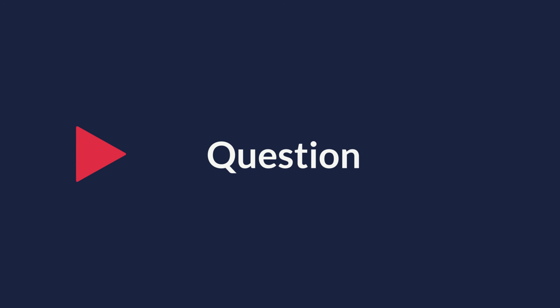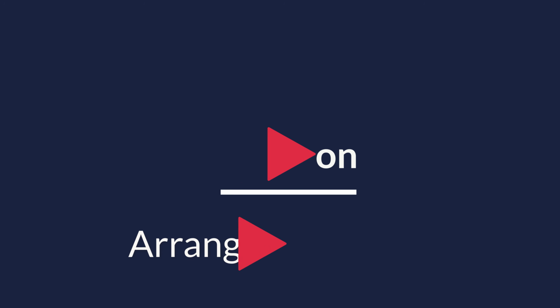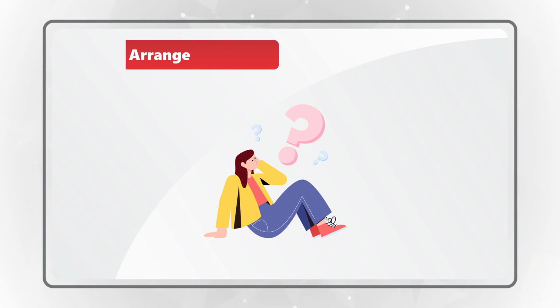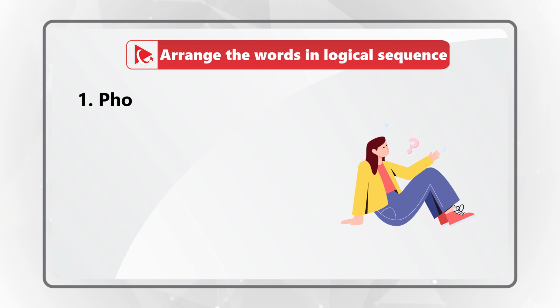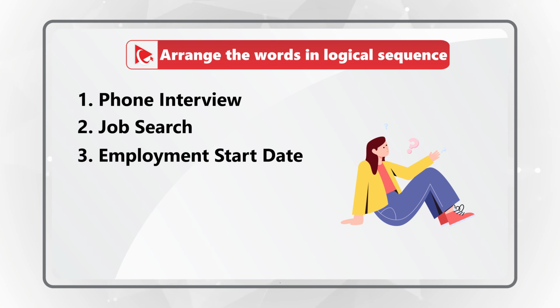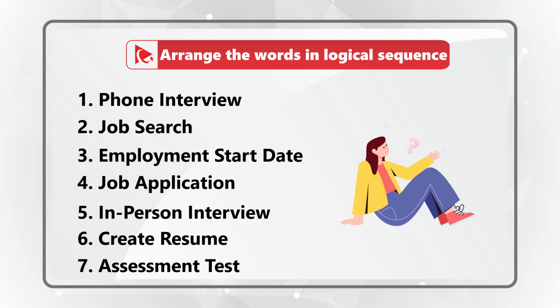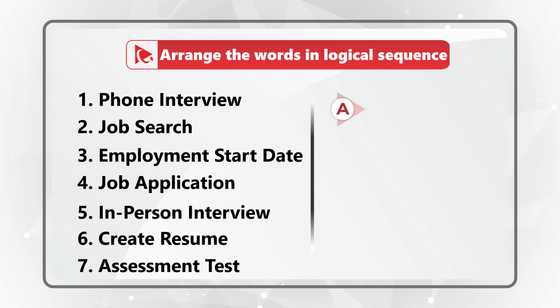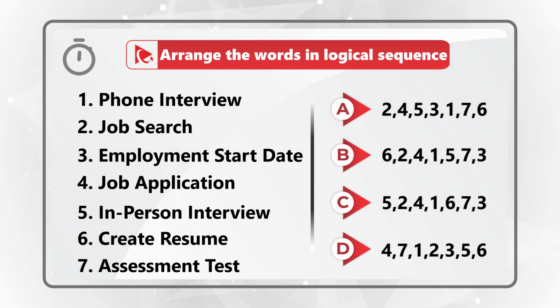Here's an amazing question which tests your analytical skills, logical reasoning skills, as well as your knowledge of employment process. You need to arrange the words into a logical sequence. And the words are phone interview, job search, employment start date, job application, in-person interview, create resume, and last one but not least is an assessment test. You have 4 different choices, choices A, B, C, and D. Take a close look, maybe pause this video to see if you can come up with the answer.